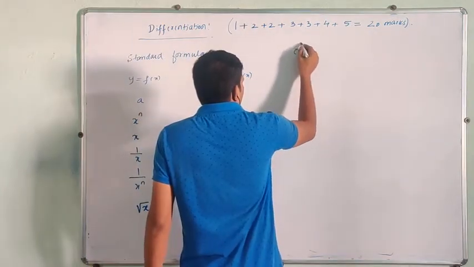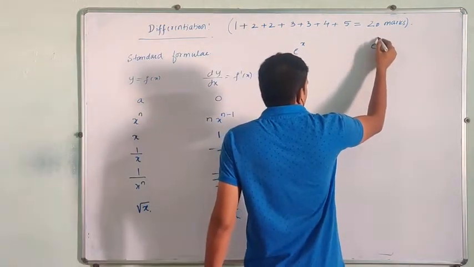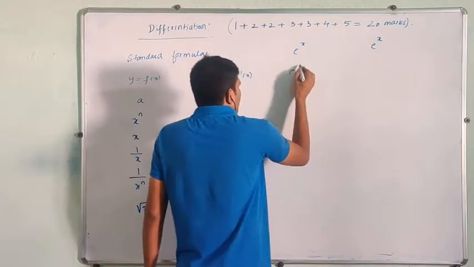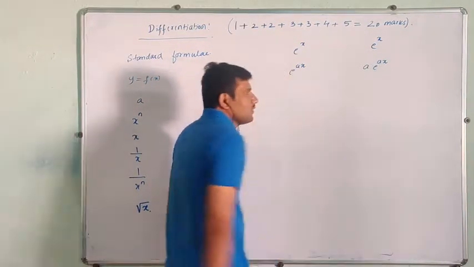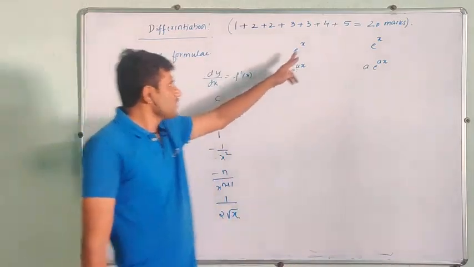Similarly, the derivative of e raised to x is e raised to x. The derivative of a raised to x is a raised to x into log a. So that is the derivative of e raised to x.